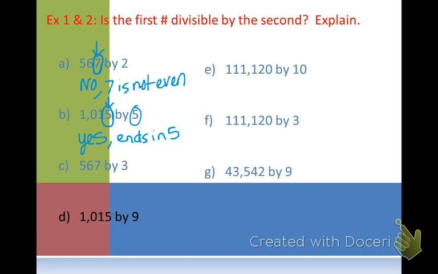C. Is 567 divisible by 3? Can it be divided evenly? Let's find out. You would go 5 plus 6 plus 7. 5 plus 6 is 11 plus 7, which is 18. Now, can 3 go into 18 evenly? Yes, it can. So you would say yes. I'm going to change the color because it's too close to the other blue. So you would say 18 is divisible by 3.